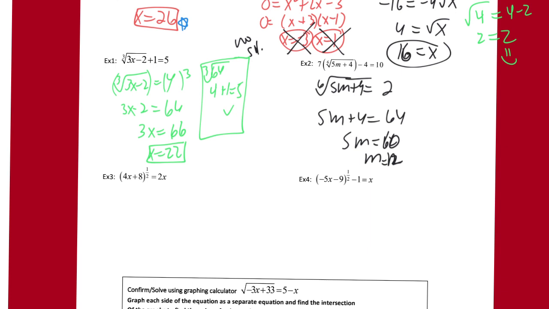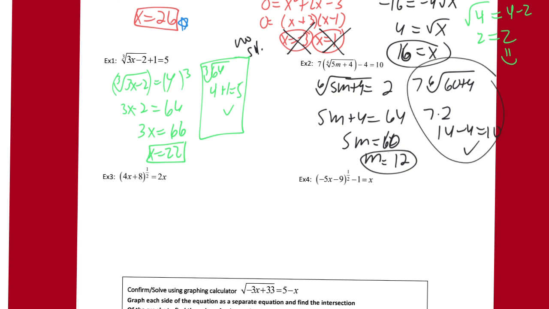Now the deal is, let me erase that because that's just hideous. We'll fix that. Okay, so m is equal to a lovely 12. We should check it because it's an even root. So 7 times the 6th root of 5 times 12, which is 60, plus 4 is 64. The 6th root of 64 is 2. 7 times 2 is 14. We're supposed to minus 4, and our answer should be 10, and that is the case. So therefore, it does check, and that is the right answer of 12.